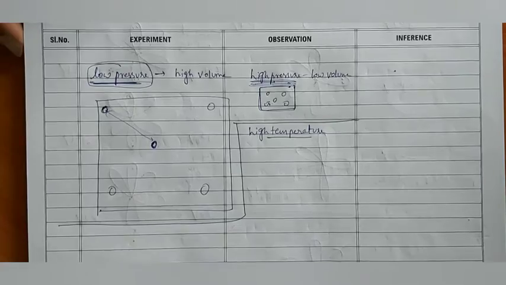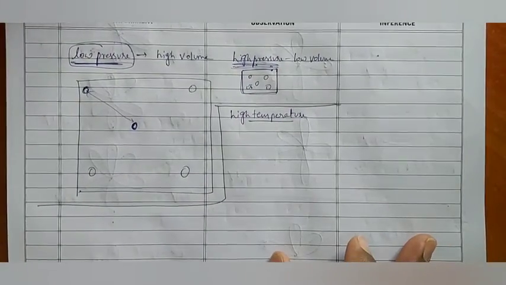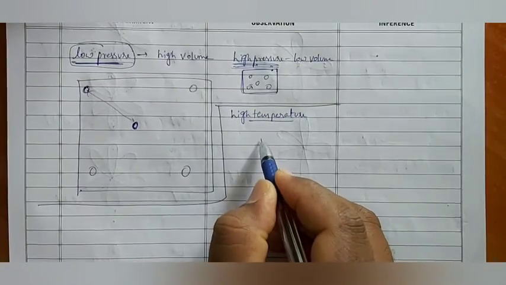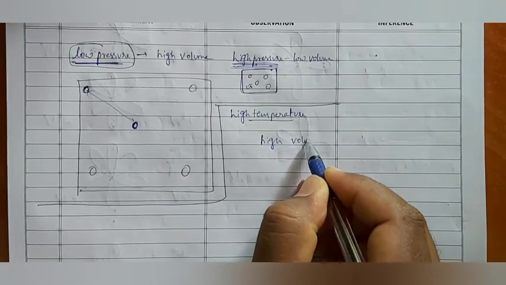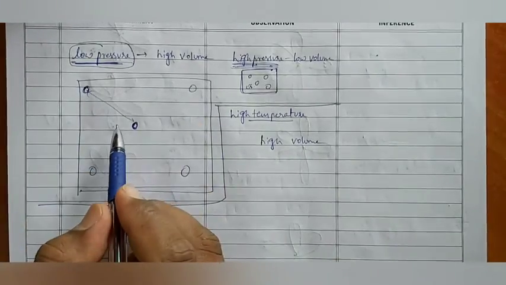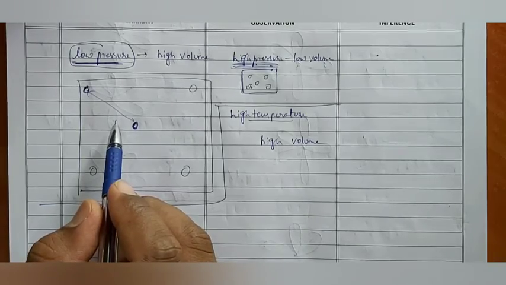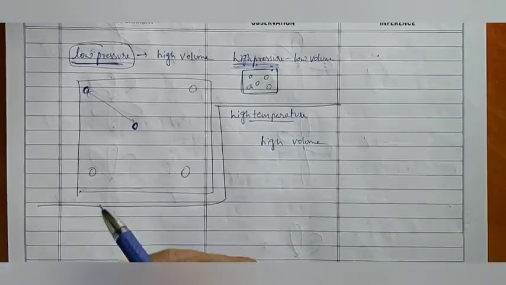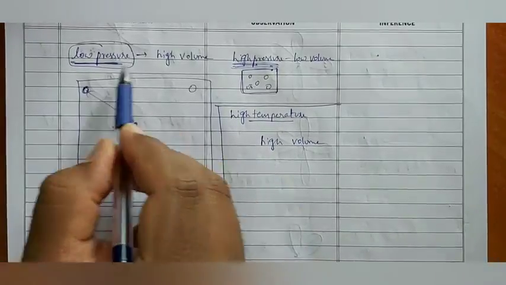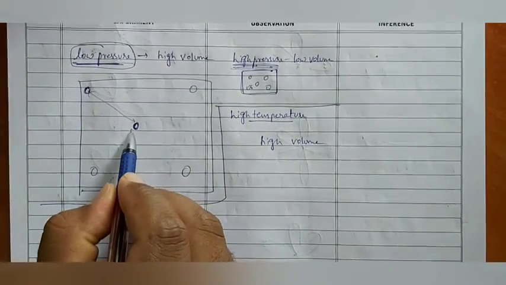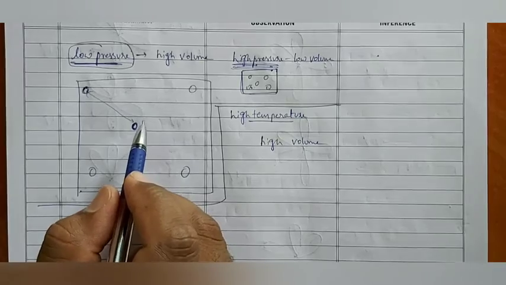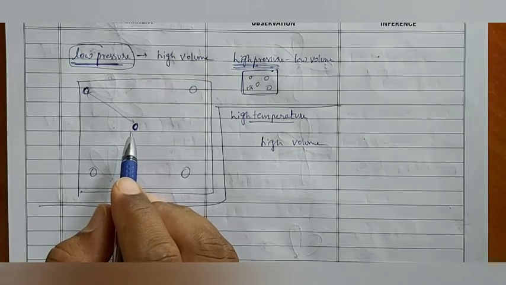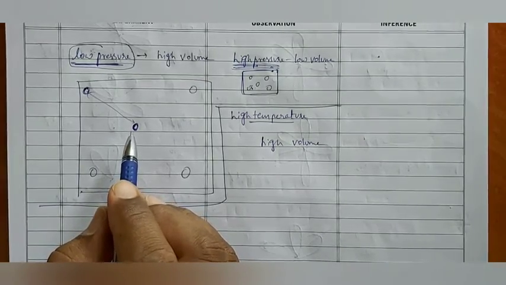At high temperature also, real gases are behaving like ideal gas. Why is it so? At high temperature, volume is high. High volume means the gas particles are far away from each other. We can neglect the volume of the gas molecules because the volume of the container is very big when compared to the volume of the gas particle. That's why we can neglect that one. If you are able to neglect that one, it is behaving like an ideal gas.